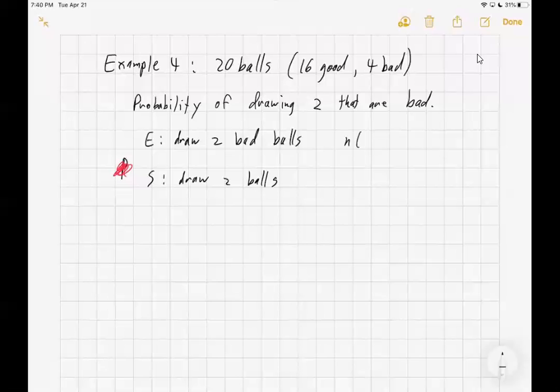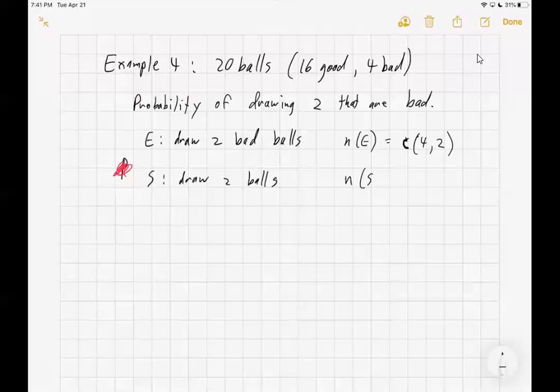So for the number of ways that we could draw 2 bad balls, we have to consider that there are only 4. If we're not worried about the order of the balls, we could take the combination of 4 balls taken 2 at a time. So we would only be able to draw from the subset of bad balls, and we would look at all of the ways that we could draw 2 bad balls. So that would be the number of ways we could make event E happen.